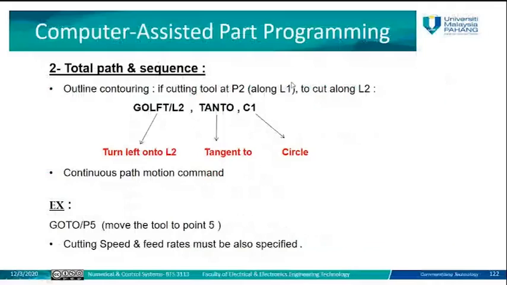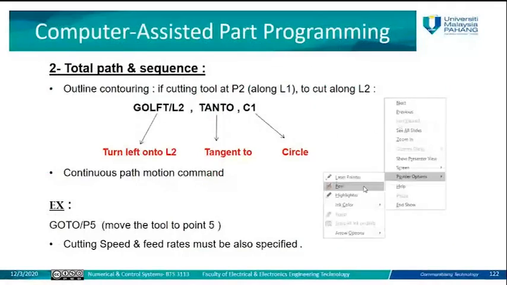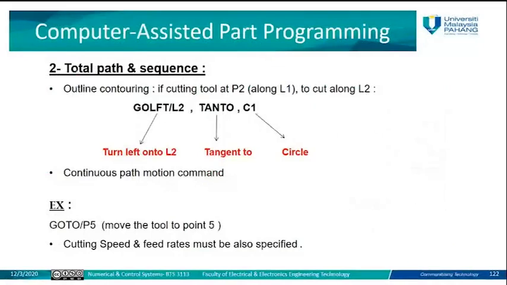So this is the tool path sequence, for example, here. As we said, if we want to define the path or the sequence of operation, we are going to use some statements in a language here, the English language. For example, go left, turn to left into L2, go left for L2, then tangent to circle one.